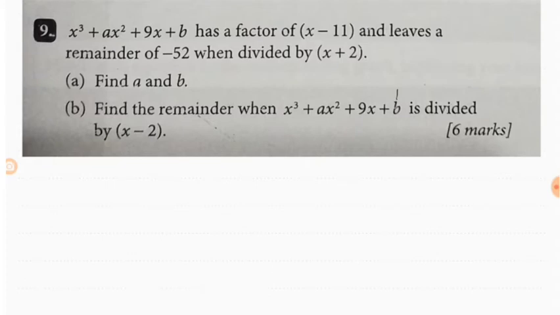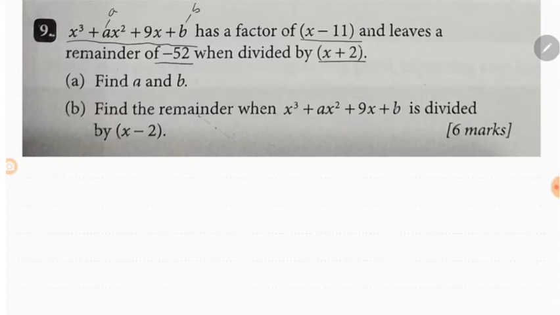We have x cubed plus ax squared plus 9x plus b, which has a factor x minus 11 and leaves a remainder of negative 52 when divided by x plus 2. Find the value of a and the value of b. And for part B, find the remainder when x cubed plus ax squared plus 9x plus b is divided by x minus 2.